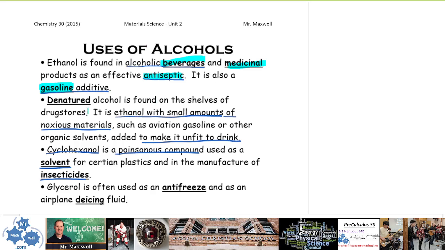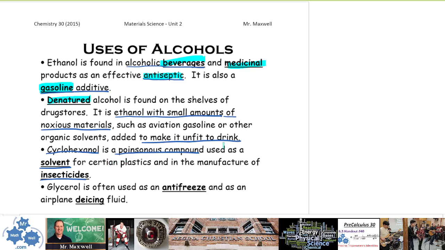But the alcohol that can be purchased in the drugstores, for antiseptic, cleaning, and medical purposes, is denatured alcohol. It's ethanol with small amounts of noxious materials such as aviation gasoline and other organic solvents to make it unfit to drink, so people don't buy it and drink it. You don't want to drink any alcohol you find in the drugstore. Not good.